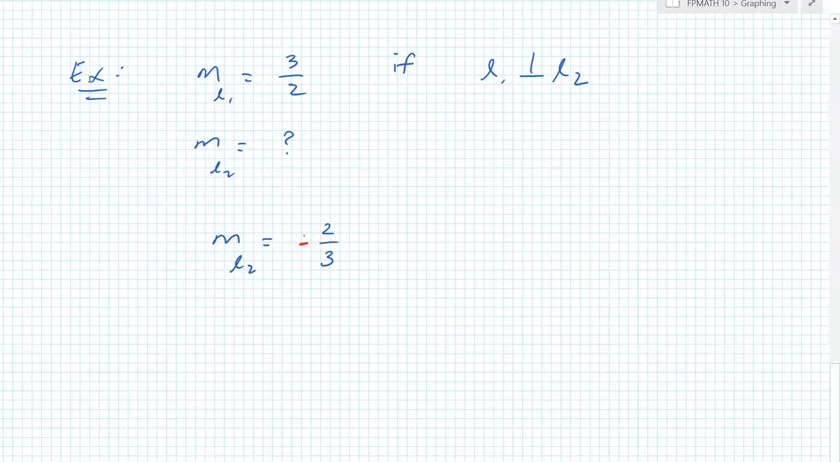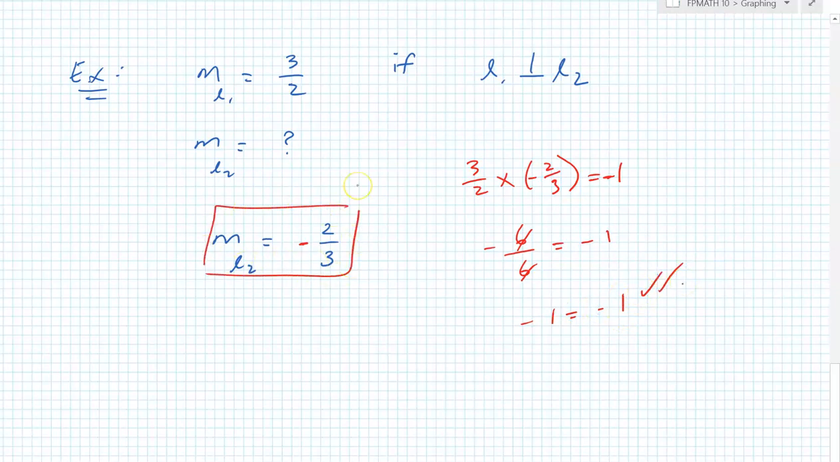So that's it, and then you check, is 3 over 2 times -2/3 equal to -1? -6 over 6, that should say -1. Well, it is. -1 is equal to -1, and yes, therefore the slope of L2 is -2/3.